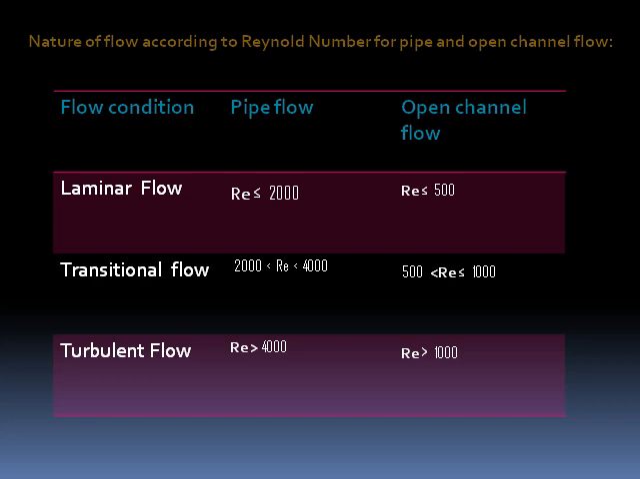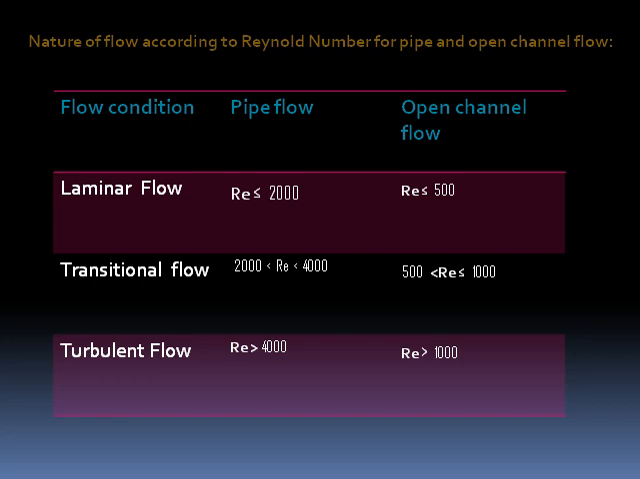Similarly for transitional flow, the Reynolds number will be between 2000 and 4000 if the flow is through a pipe, and if the flow is through an open channel, then the Reynolds number will be between 500 and 1000. And if we consider turbulent flow, then the Reynolds number will be greater than 4000, and for open channel it will be greater than 1000.